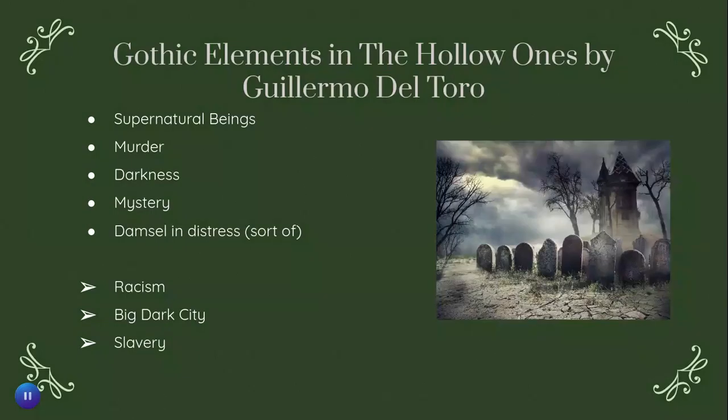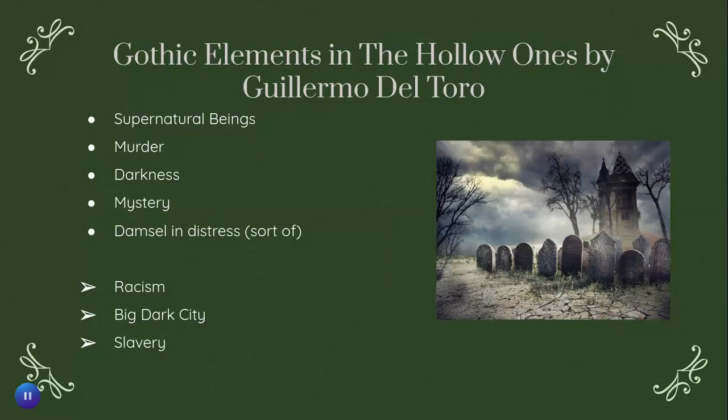Some gothic elements in The Hollow Ones by Guillermo del Toro, just the normal ones: supernatural beings, obviously being the Hollow Ones and Obadiah. Murder, they call on the rampage murderer at the beginning of the story, and that leads them down a trail of a bunch of other rampage murderers that have been spiking up in the New York, New Jersey area, and then obviously Odessa having to kill her partner.